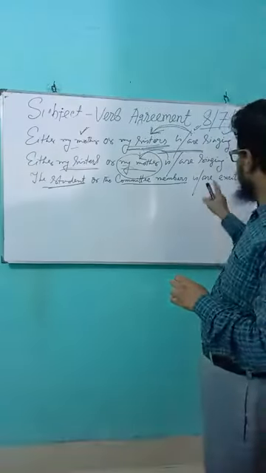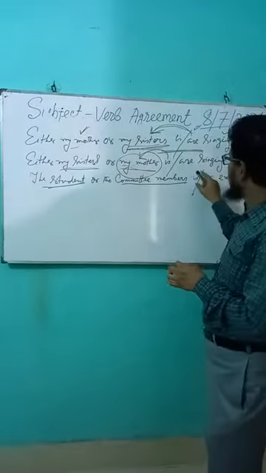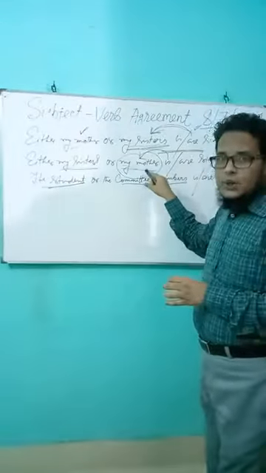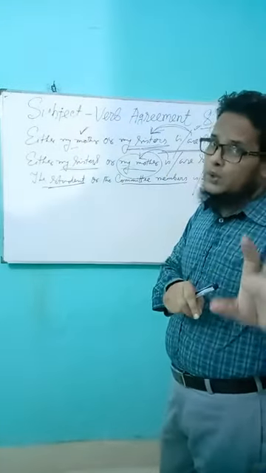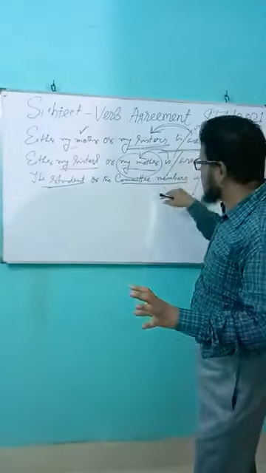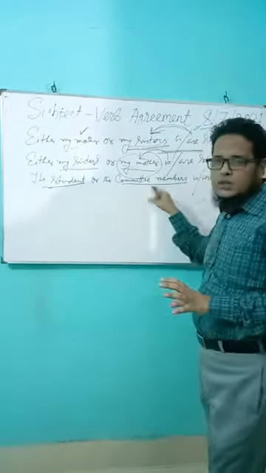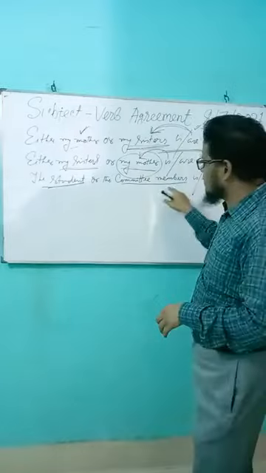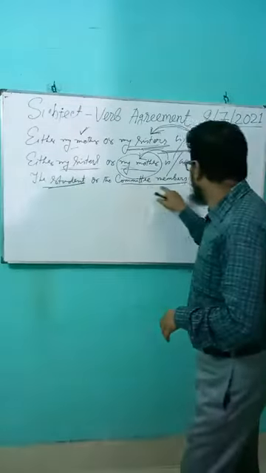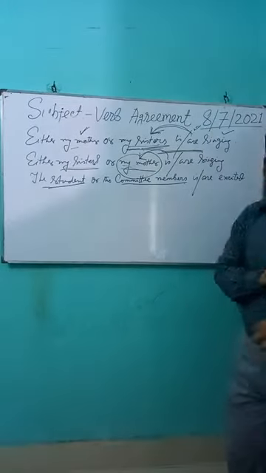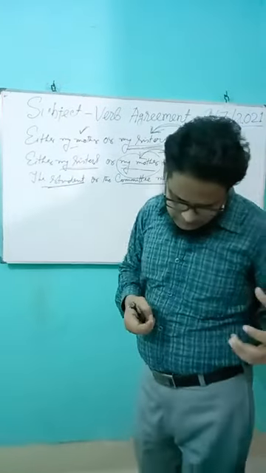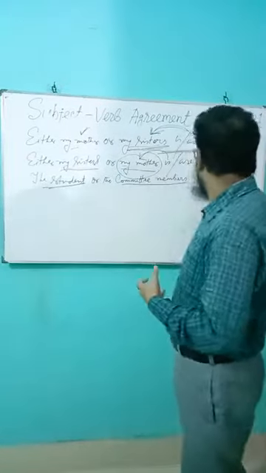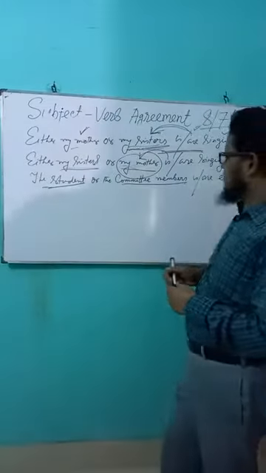Actually, we know that the verb always agrees with the subject closest to it. We have to know the rule that the verb always agrees with the subject closest to it. So the student or the committee members are excited, not is excited. That will be are excited. The student or the committee members are excited, not is excited. Okay.